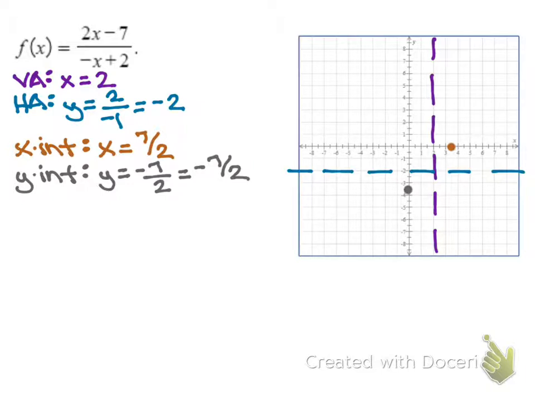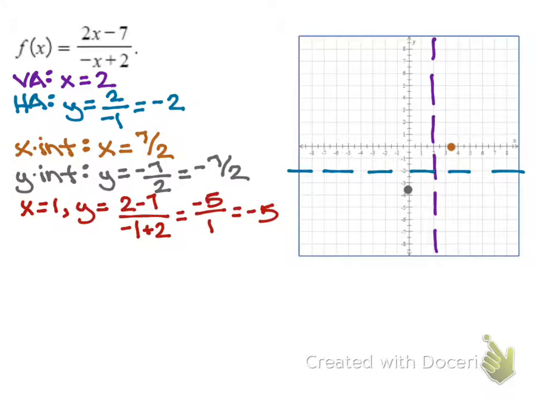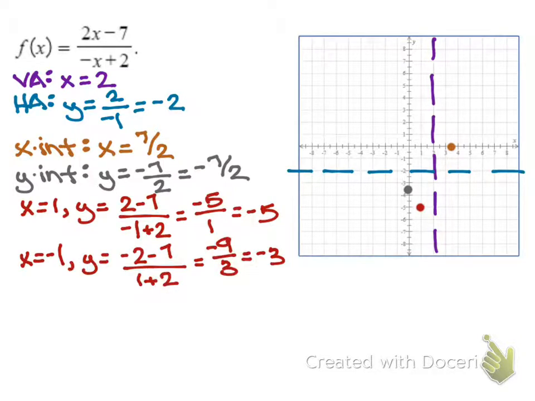Then we're going to look at a couple of points. Let's look at what happens when x is a positive 1. When x is positive 1, y is negative 5. Then let's go on the other side of the y-intercept and look at what happens when x is negative 1. When x is negative 1, y is negative 3. We know this left-hand side will do that.